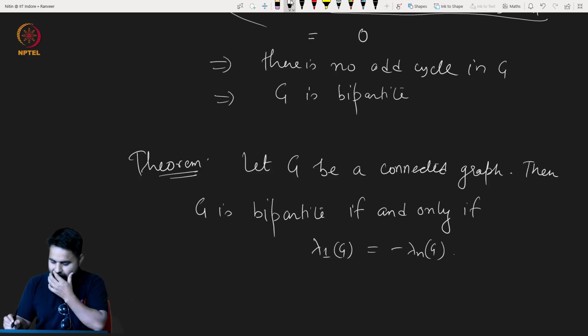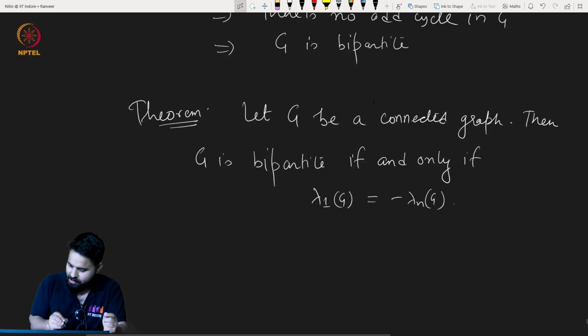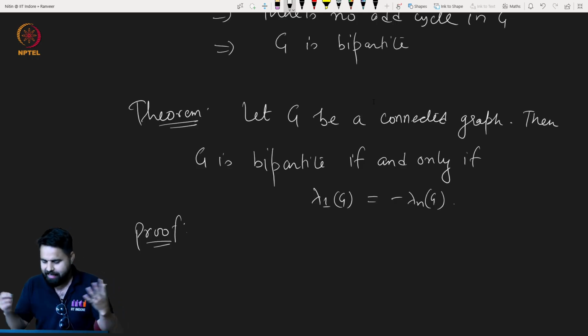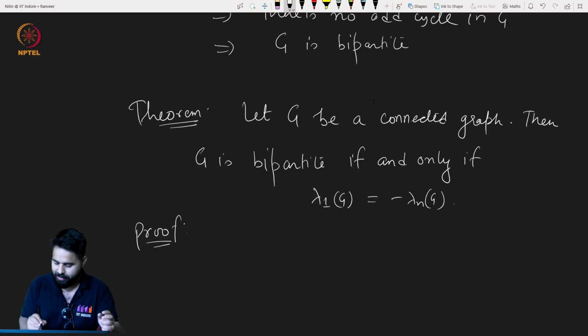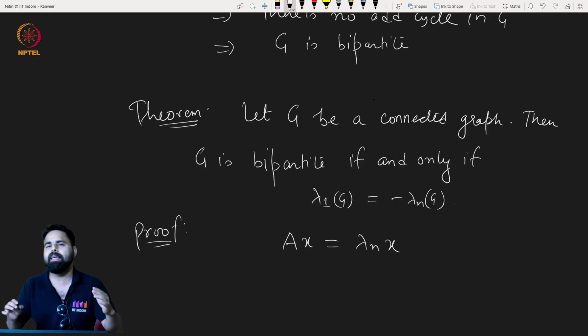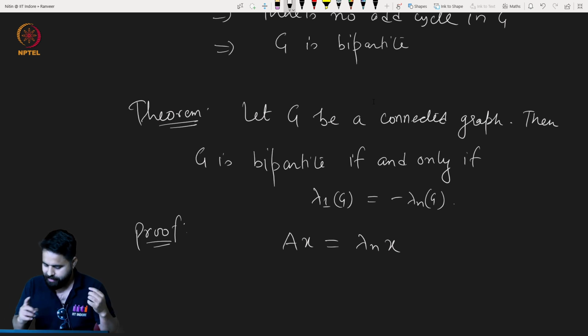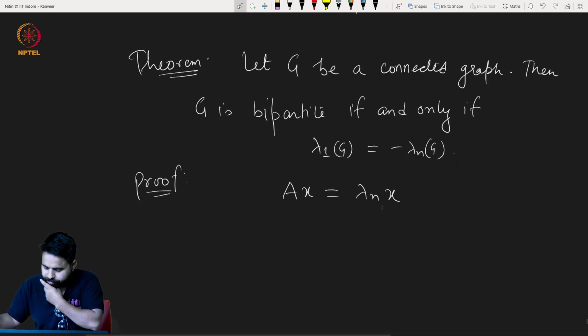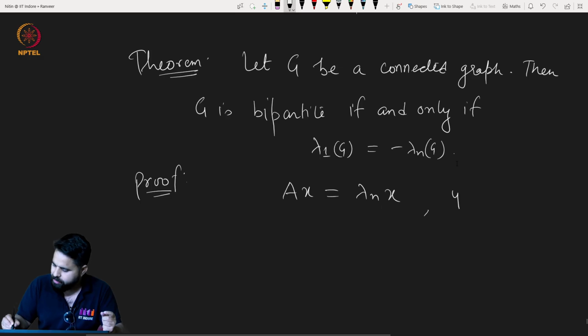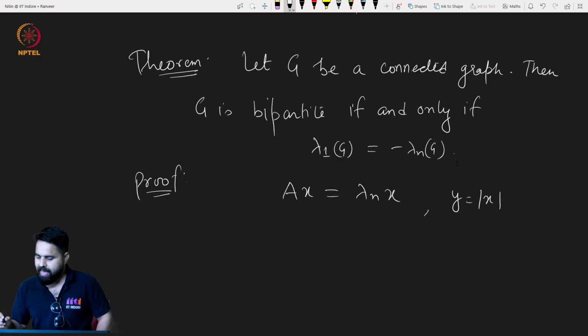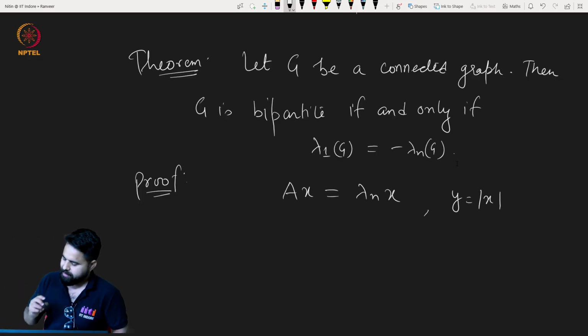How can we prove it? Given that the graph is connected, let us try to prove it. So the proof goes like this. Let us consider an eigenvector corresponding to the smallest eigenvalue. Suppose Ax equals lambda n x. I am by default writing lambda 1 and lambda n rather than lambda 1 of G and lambda n of G. Suppose y is mod x. Basically, take the absolute value of every entry in x, and the resulting vector is y.